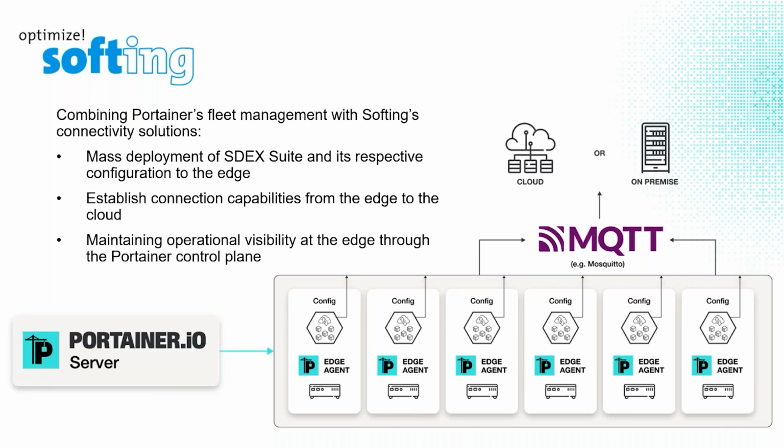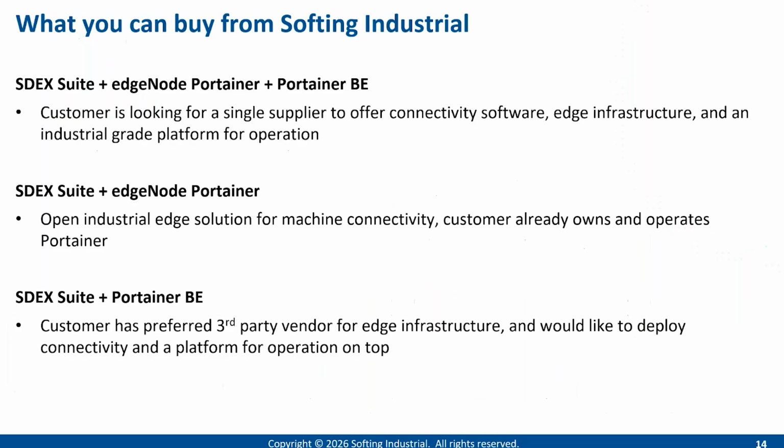Correct. And the second last slide is about how you get started. So if you're interested in this approach to industrial edge, you could say best of breed based on an open platform, what can you buy from Softing Industrial? You can buy, of course, the SDEX Suite license, the hardware product, Industrial Portainer, and the Portainer Business Edition from us.